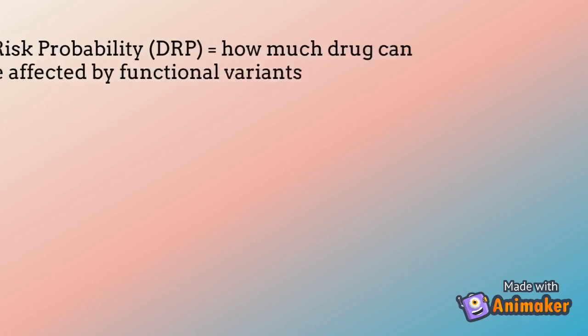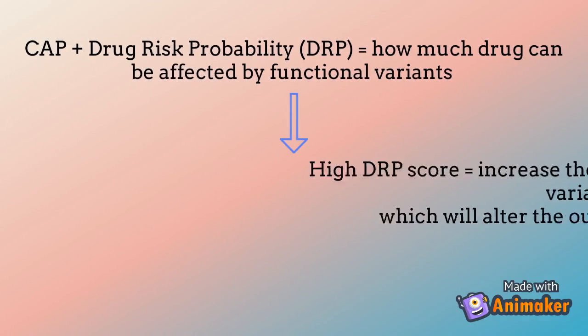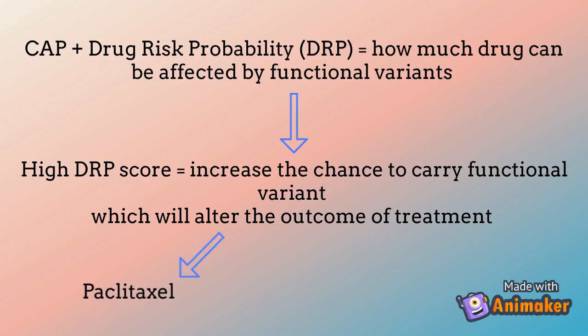When CAF is combined with drug risk probability, or DRP, it can identify how much a drug can be affected by functional variant. High DRP score indicates that there is an increased chance to carry functional variant, which will alter the outcome of treatment later on. Examples of drugs that have a high DRP score are paclitaxel and docetaxel.